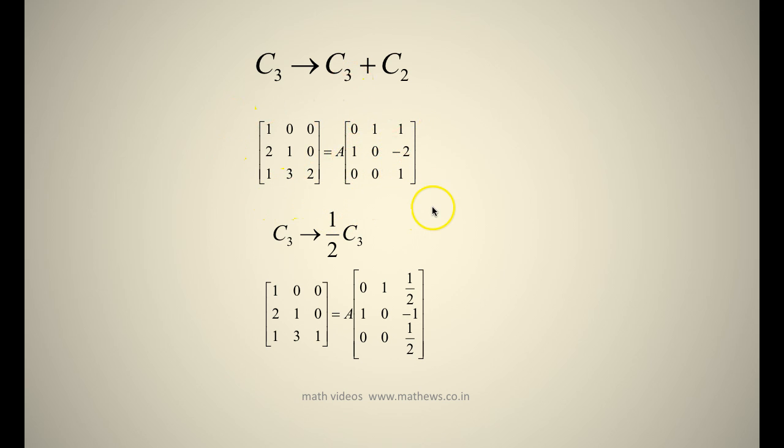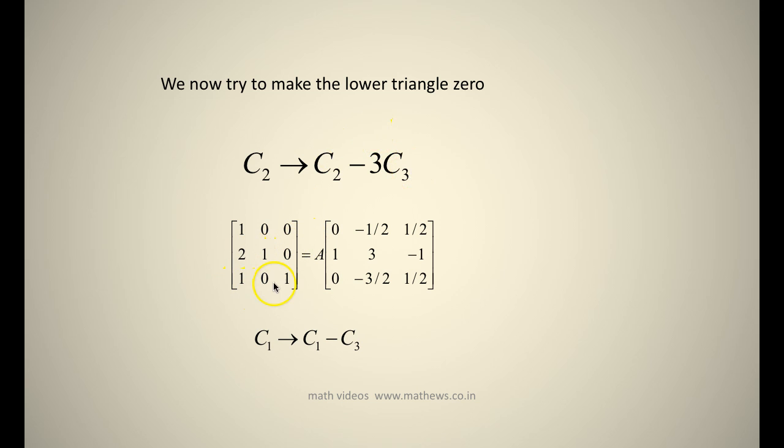Now on the right hand side, if we were to do half times C3, this becomes 0, 0, 1. And this would become half, minus 1 and half. We now try to make the lower triangle 0. So if we were to do C2 minus 3 times C3, we would get this matrix, that is 1, 0, 0, 2, 1, 0, 1, 0, 1. And on the right hand side, this is what we would get.